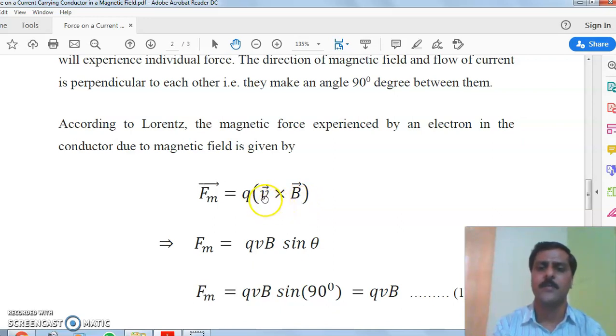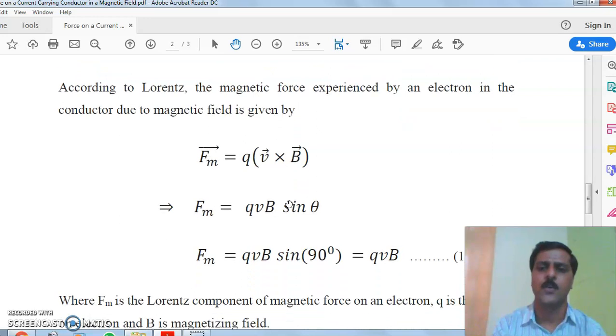Now this drift velocity and magnetic field, they are vector quantities. In terms of magnitude, when we solve the cross product v cross B, that gives us a vector. In the magnitude form, that is solved by using sin theta. So now in the magnitude form, the Lorentz component of magnetic force due to an individual electron is equal to q v B sin of theta.